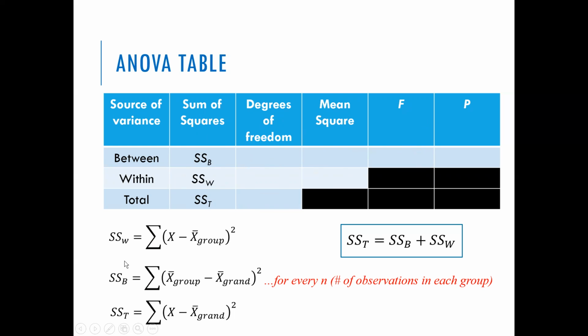And then again, the within group variability, we're comparing individual scores to the group mean. For between group variability, we're comparing the group means to the grand mean. And the total is just the summation of those two components.